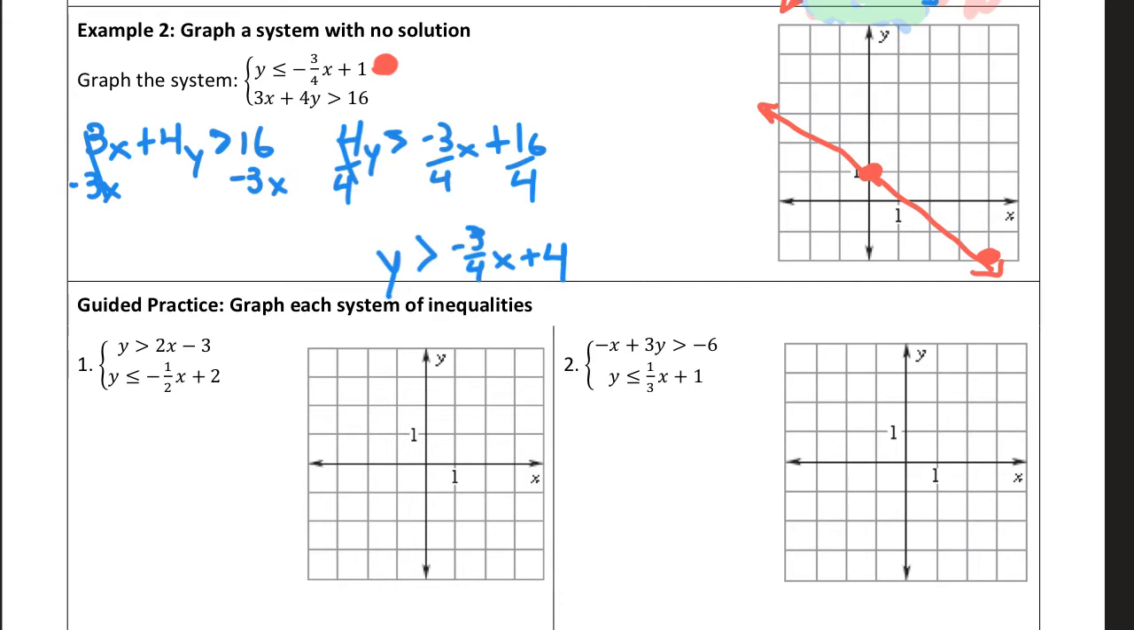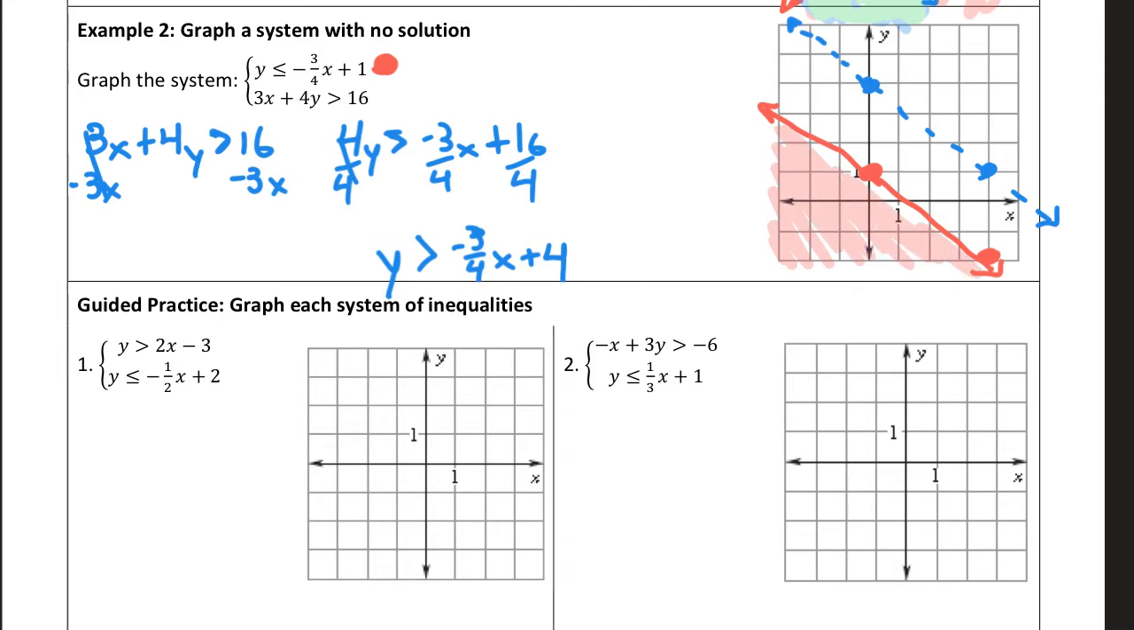Y-intercept of 4, 1, 2, 3, 4. Slope of -3/4, 1, 2, 3, down, 1, 2, 3, 4 right. And that's going to be a dashed line because it's just greater than. So if we're thinking about shading, for my first line, it is less than, so I would shade down here.